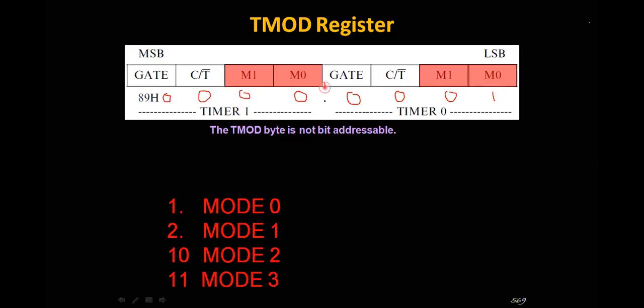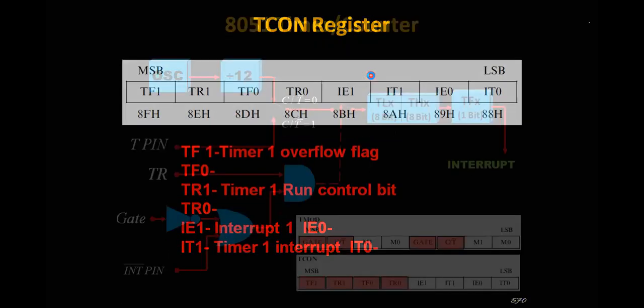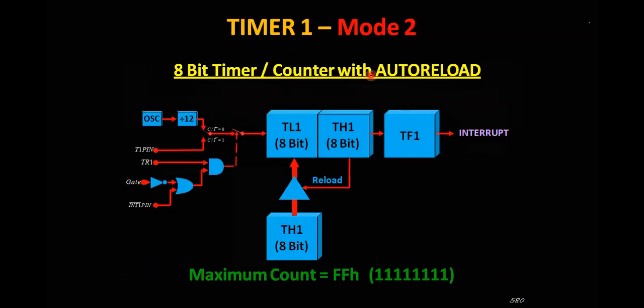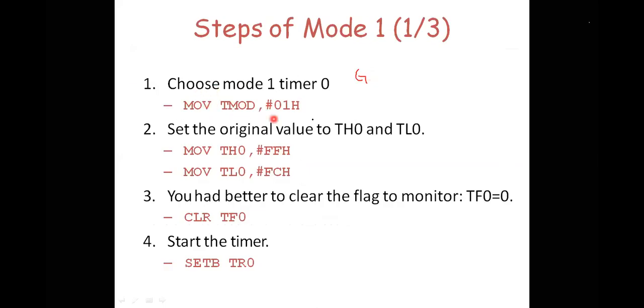If you convert into hexadecimal, this is 0 and this is 1, so 01H. You have to initialize the TMOD register with 01H. So in the programming, see here, you initialize TMOD with 01H. Next, set the initial values for TH0 and TL0. TH0 is FF and TL0 is FC.